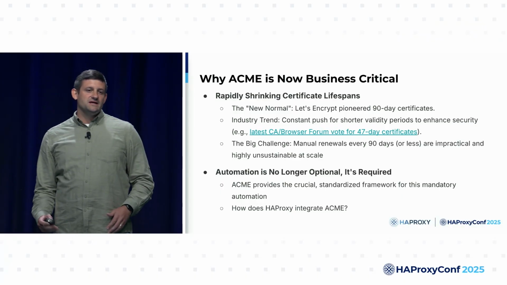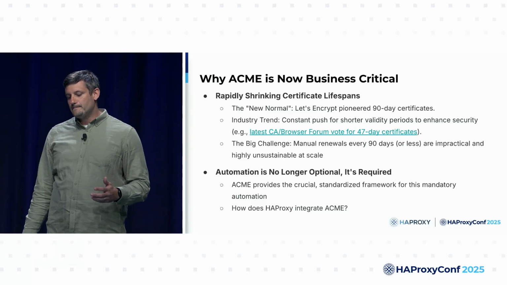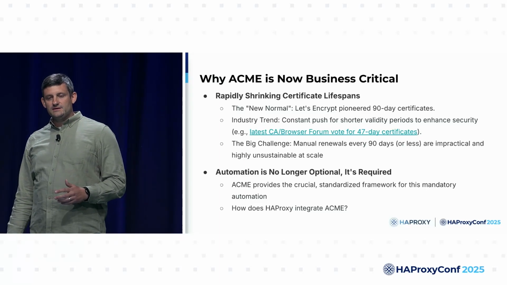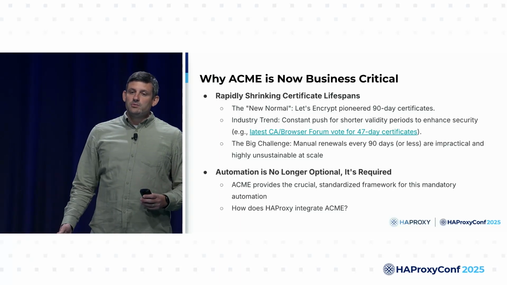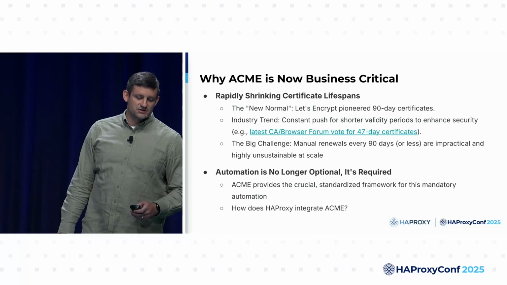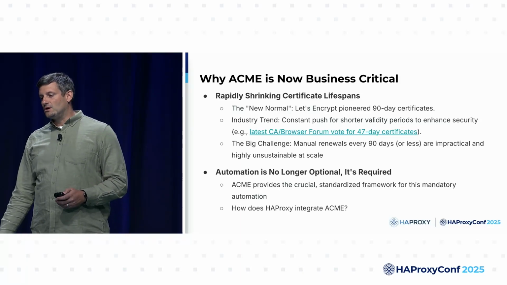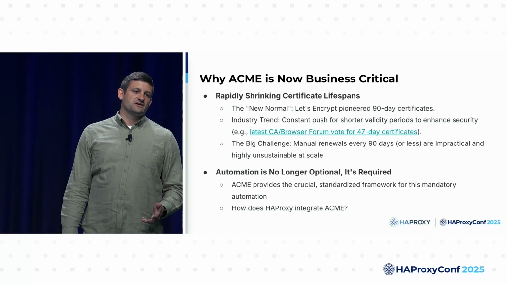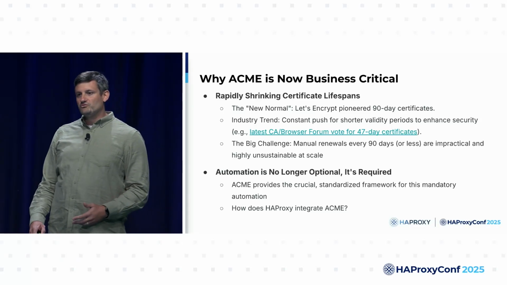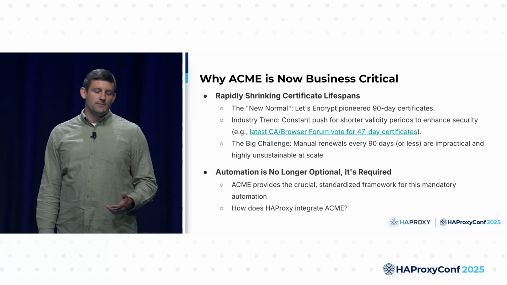Now that we know what ACME is and what problems it solves, let's talk about why it's critical today. So the main driver for ACME and automation is the undeniable trend of rapidly shrinking certificate lifespans. Firstly, Let's Encrypt in 2016 when it launched basically set 90-day certificates as a common practice. This moved the goalposts for the constant certificate renewals that needed to happen.